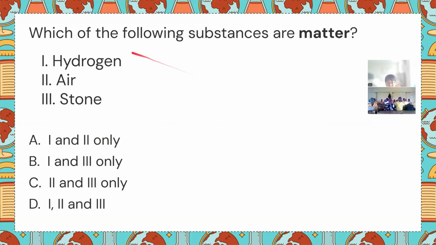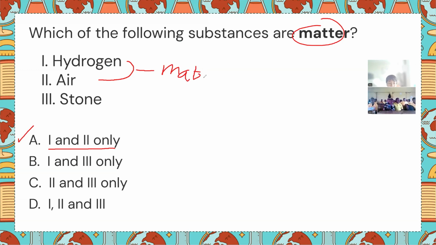Which of the following substances are matter? Which of these are matter? Is it hydrogen? Is it air? Or is it stone? I heard a lot of people saying A. So is it really A? Let's look at 1 and 2 only. So hydrogen and air. Yes, both of these are matter.